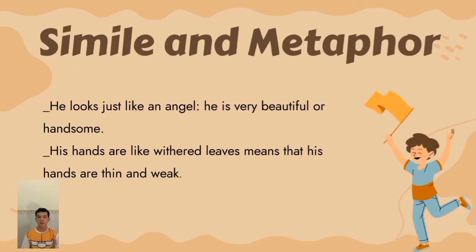And the next is about the symbol and metaphor. In this part, I only bring out 2 sentences to talk about. The first is that he looked like an angel. It's a comparison. It means that he is very beautiful or handsome, like an angel. Next is that his hands are like willow leaves. This is a comparison of his hand size and shape to a willow leaf. It means that his hands are thin and big.